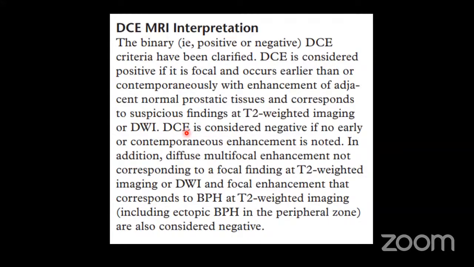It is considered negative if no early enhancement is noted. In addition, diffuse multifocal enhancement not corresponding to a focal finding on T2 or diffusion, and focal enhancement that corresponds to a BPH nodule at T2 weighted imaging, are considered negative. So many a times you will see that multiple nodular areas start enhancing earlier as compared to the rest of the prostate on these multi-sequential dynamic contrast imaging sequences. So they are BPH nodules, and that is also considered to be negative for malignancy.